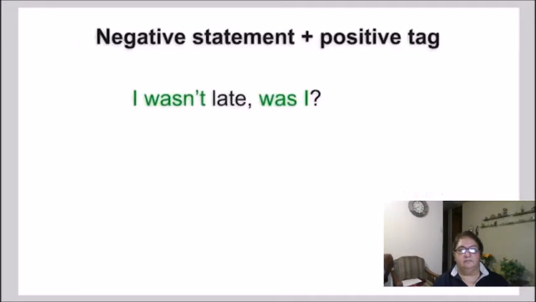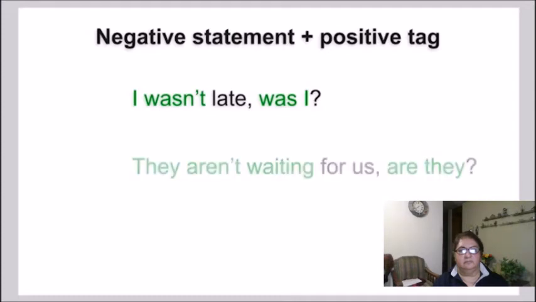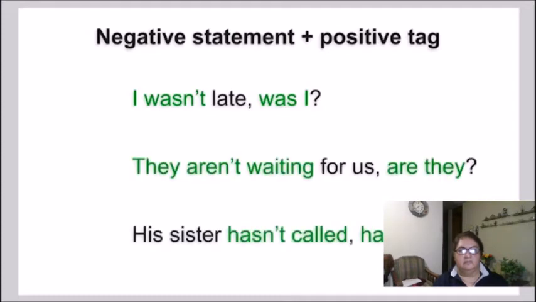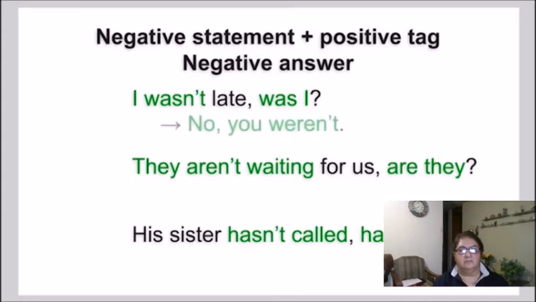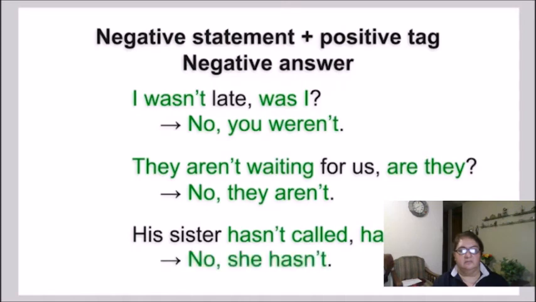I wasn't late, was I? They aren't waiting for us, are they? His sister hasn't called, has she? When we make tag questions about negative statements, we expect to hear negative answers. For example, I wasn't late, was I? No, you weren't. They aren't waiting for us, are they? No, they aren't. His sister hasn't called, has she? No, she hasn't.